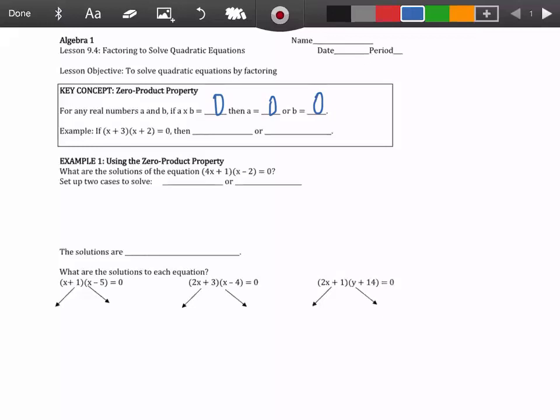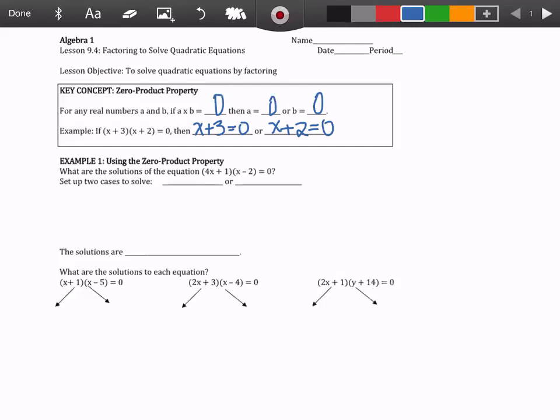So another example of this is if x plus 3 times x plus 2 equals 0, then x plus 3 equals 0 or x plus 2 equals 0. So that's what we're going to do here. They give us the factored form of the quadratic. We're just getting familiar with using the zero product property.